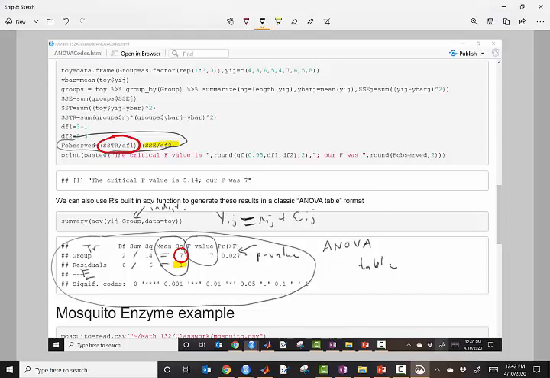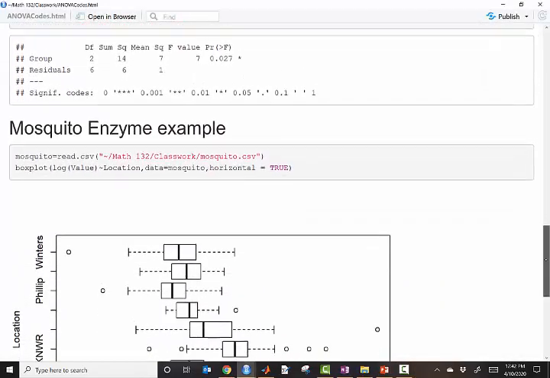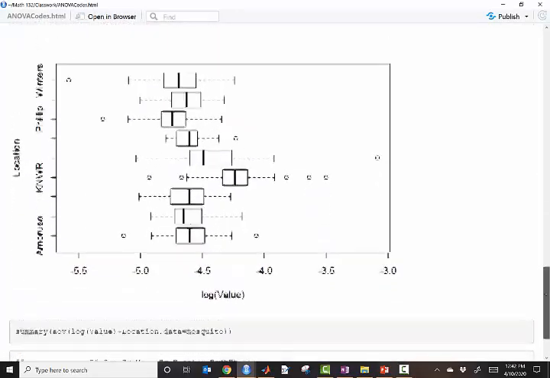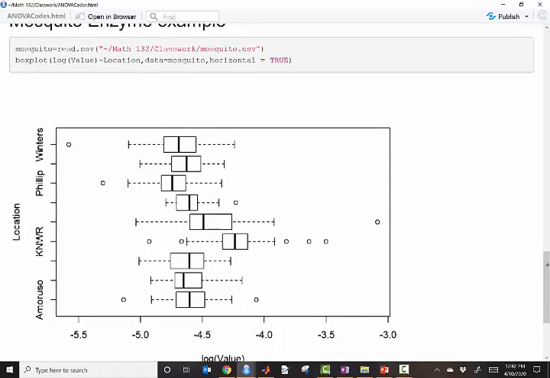Now, just to give you one more example to practice reading these, I also wanted to do this for our mosquito data set, where we had the following. I put the box plot on its side, just because of how I was feeling today. There was no specific reason, but this is similar to the plot from part 1 of the video. You can see that there are certainly some locations, in particular this KNWR location, which seem to have much higher median log values than the others.